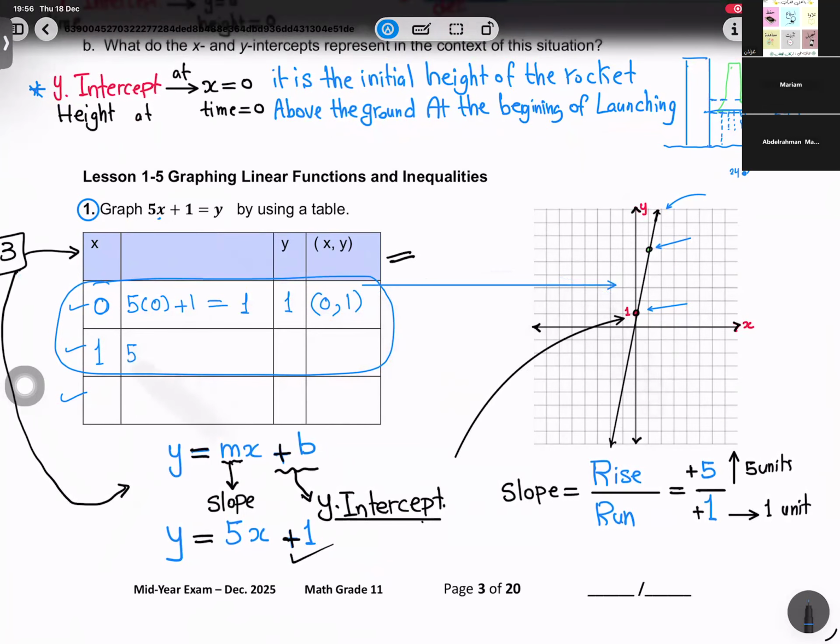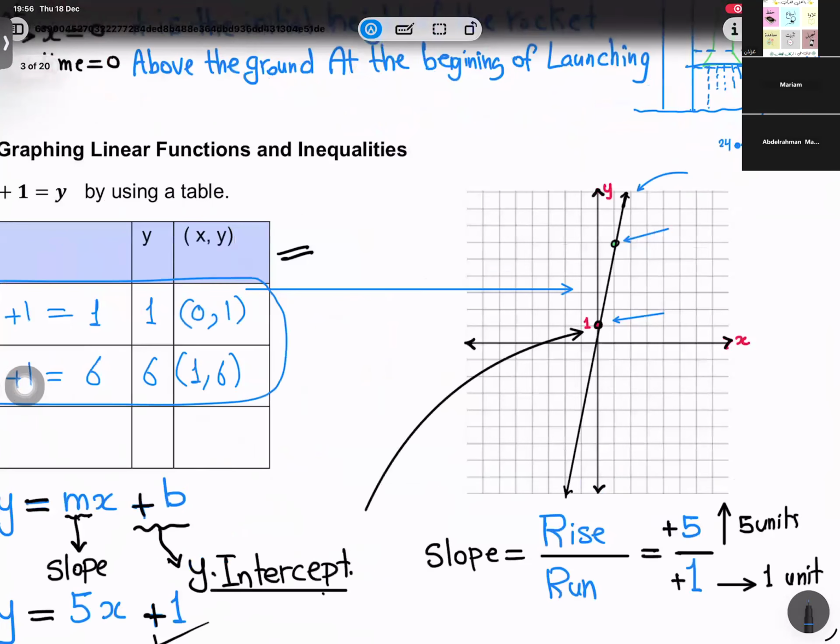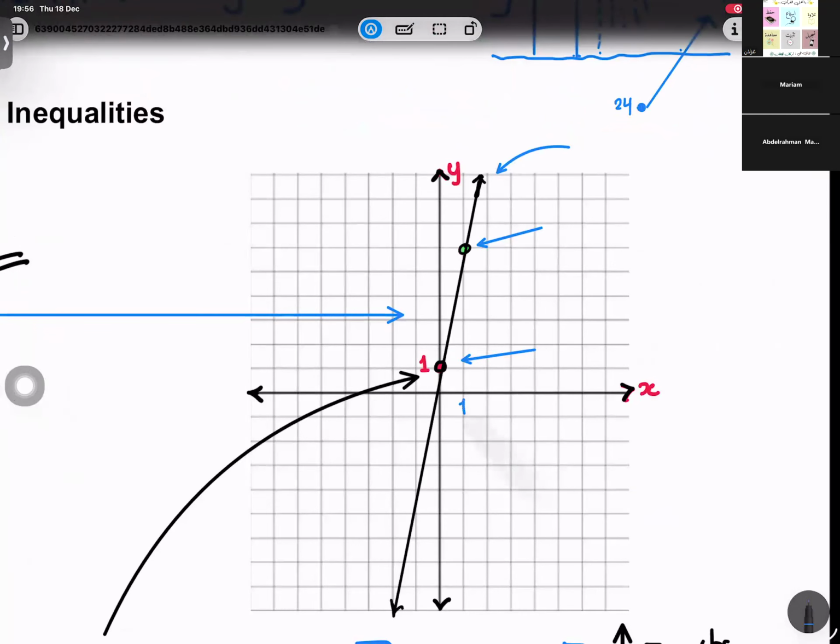And then you can replace x by 1. It will be 5 plus 1, which is 6. So it will be (1, 6). Let's check. Indeed, it goes up with 6, correct.